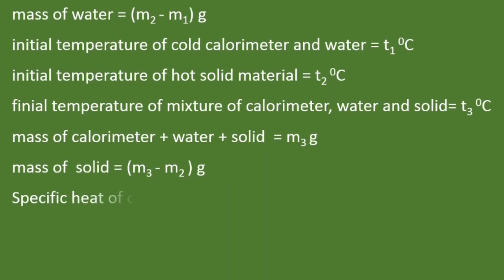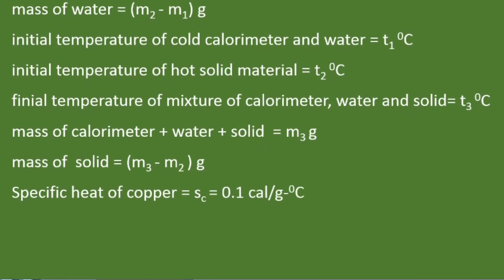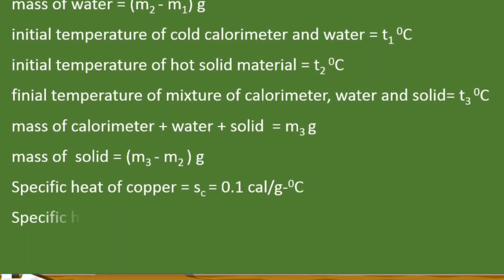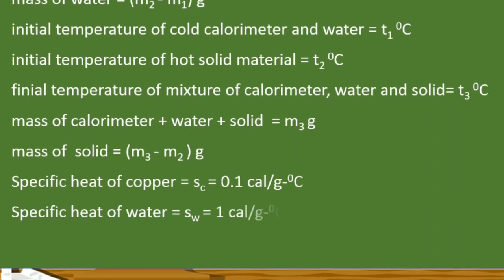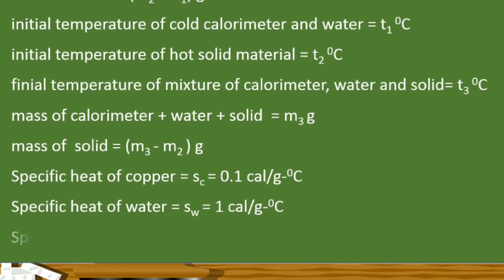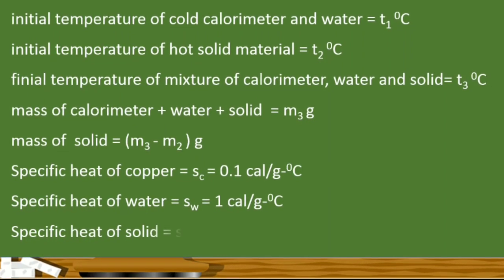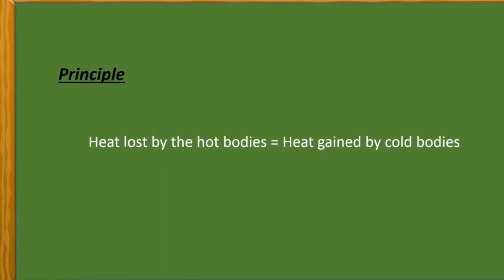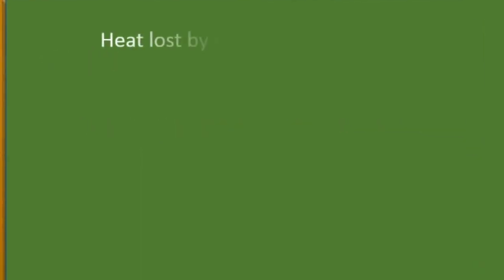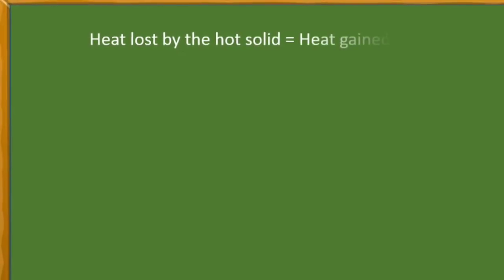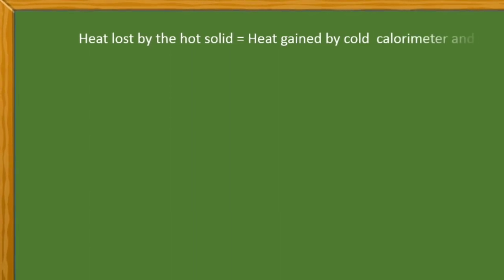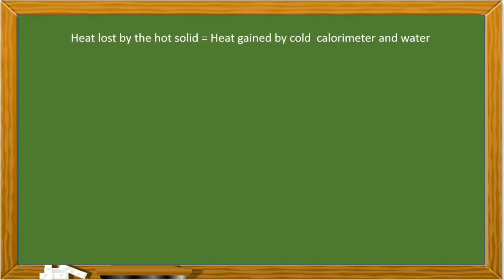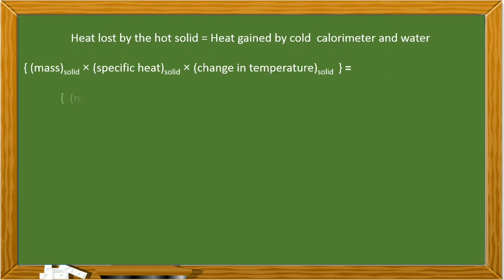Specific heat of copper SC equal to 0.1. And specific heat of water SW equal to 1. Then specific heat of solid equal to question mark. Principle: heat lost by the hot bodies is equal to heat gained by the cold bodies. Heat lost by the hot solid is equal to heat gained by cold calorimeter and water. On both sides, left hand side and right hand side, the Q equal to MST formula is applied.